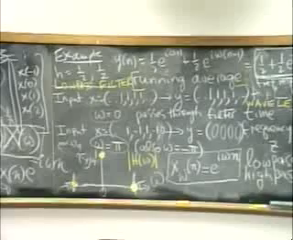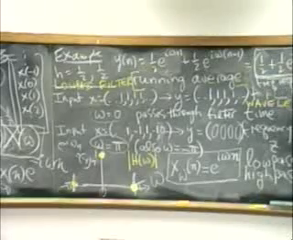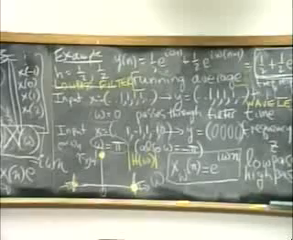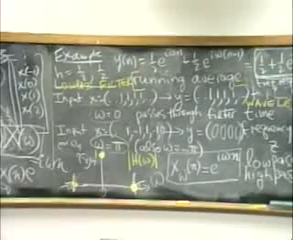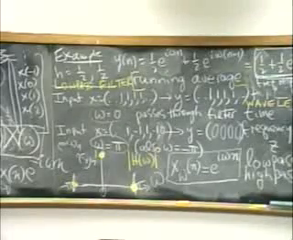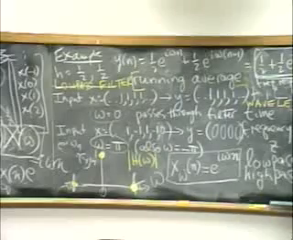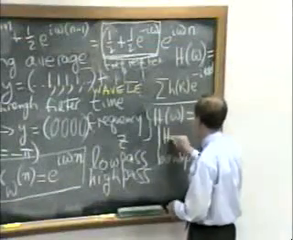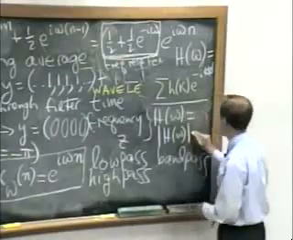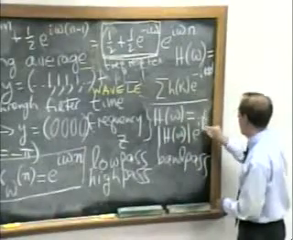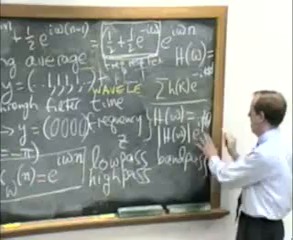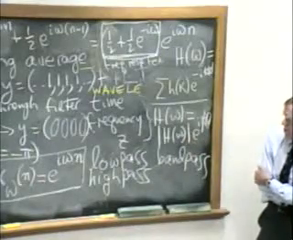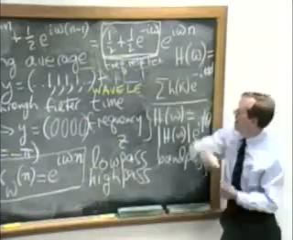So if I really want H of omega, I have a graph of magnitude and a graph of phase. I'm breaking H of omega into its magnitude times its phase, e to the i phase of omega. Magnitude is good enough for now. What would the magnitude be in this example? What's the magnitude of that?